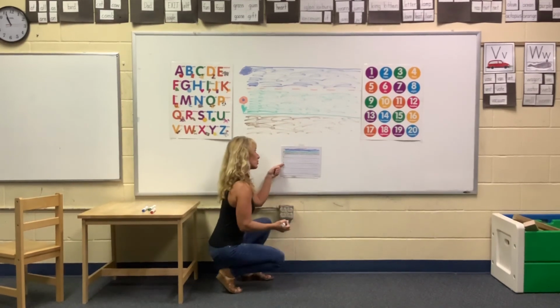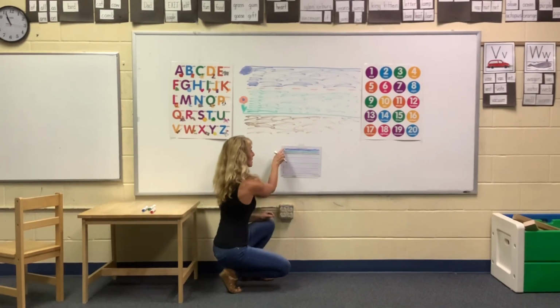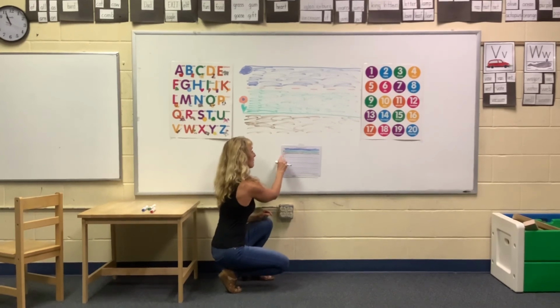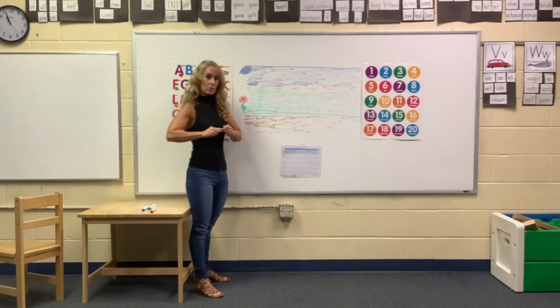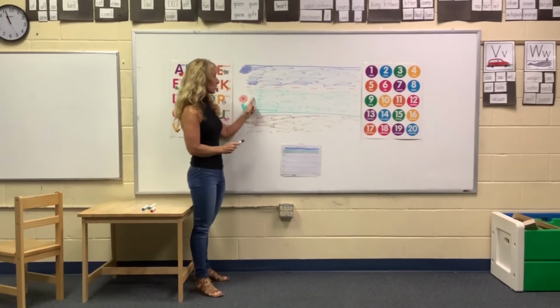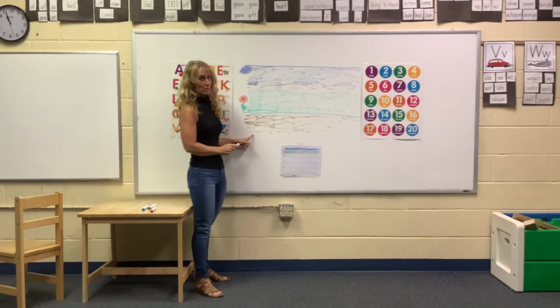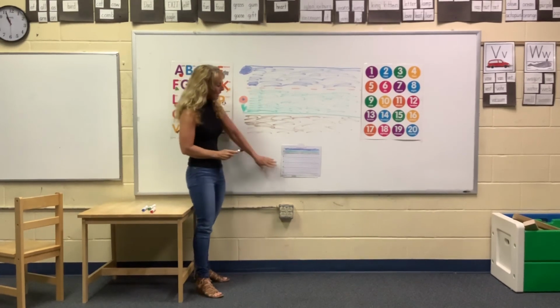So you can do this for a couple of lines in practice. The sky, the grass, and the mud. And on our next lesson, we're going to talk about the letters that go in the sky, the letters that go in the grass, and which ones go in the mud. Make sure you practice this at home.